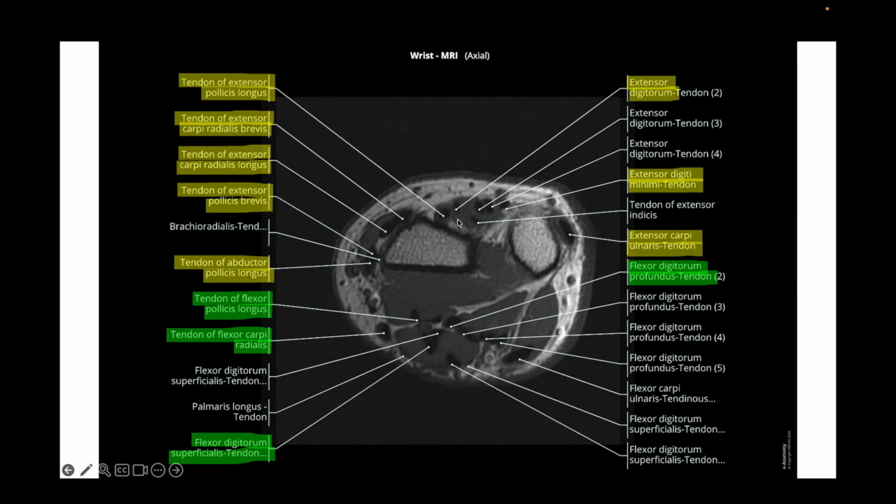And then on the other side of Lister's tubercle, in the third compartment, you've got your extensor pollicis longus tendon, and then your extensor digitorum tendons in here. You've got this tiny little tendon here called your extensor digiti minimi, which is the fifth extensor compartment, and then you've got your extensor carpi ulnaris tendon here, your ECU, which is quite distinct, and it's all the way on the ulnar side, and so that's how you remember that one. And then you've got your flexor tendons here as well.